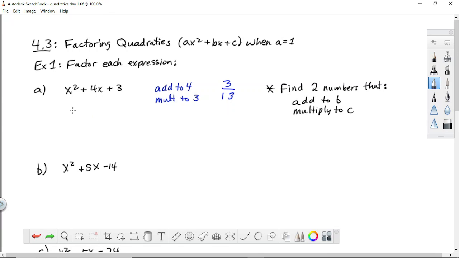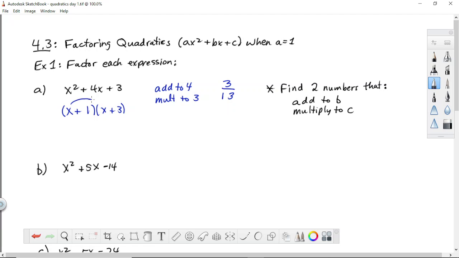So we simply factor it like this into binomials. And we use the numbers that we came up with here, 1 and 3. So x plus 1 and x plus 3. And that's it. And of course we can check it really quick.